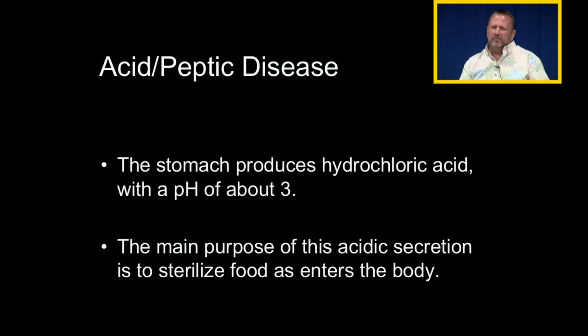The stomach makes hydrochloric acid with a pH of about 3, some say 2, it's not really much less than 2. And the main purpose of that acidic secretion is to sterilize the food as it enters the body. As mammals developed, we ate a bunch of filthy things that we would not eat today, and so the stomach developed in mammals to create this acidic solution to sterilize the food. And so that acid's not really involved in digestion. That acid is involved in sterilization.